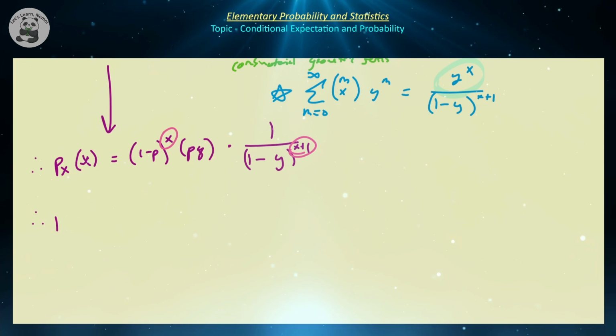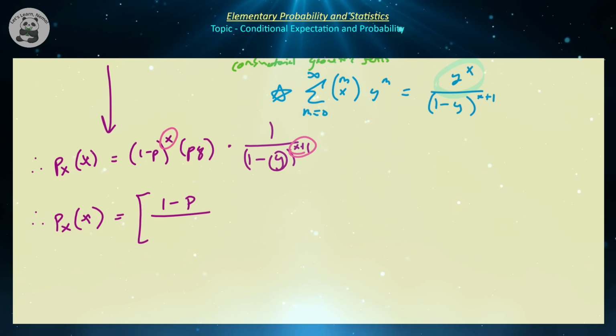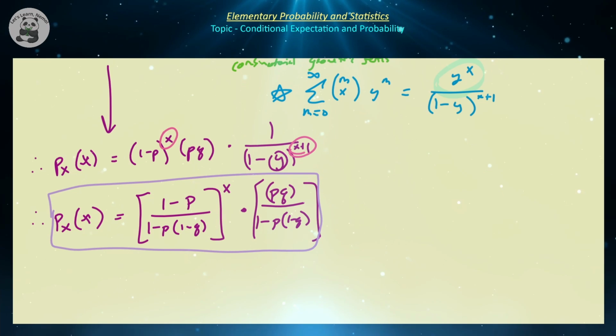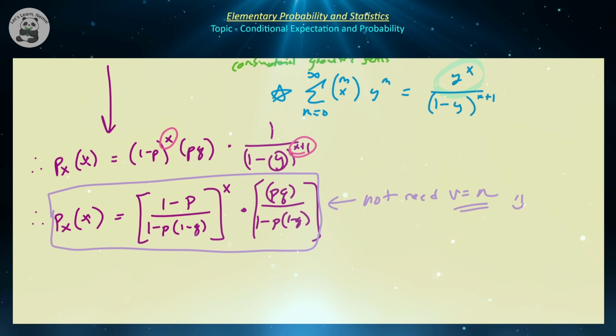So once I have that, I'm going to have that the marginal probability mass function for x without n in it is going to be equal to (1 − p) over, and let's replace y with what we defined it to be, so 1 − p times (1 − q), and that's all raised to the power of x, times this constant pq over (1 − p)(1 − q). Right? And this would be the marginal probability mass function for x, and notice that we do not need the value that n takes. Right? And this is a little bit more practical in terms of its uses for the applications of this negative binomial random variable.